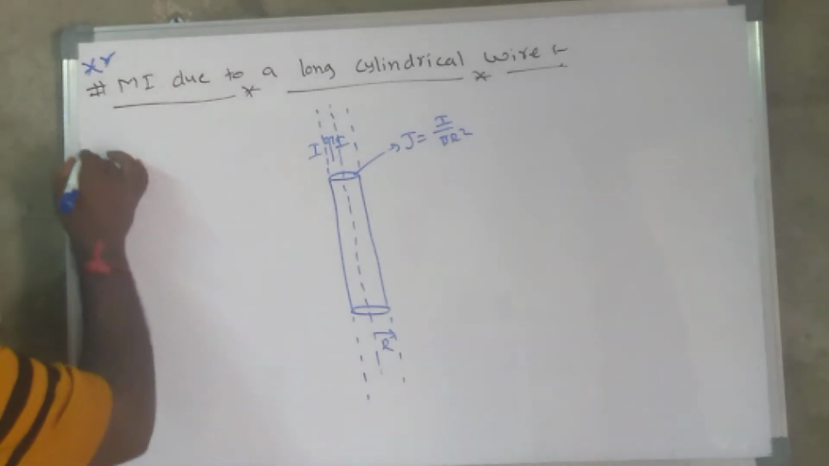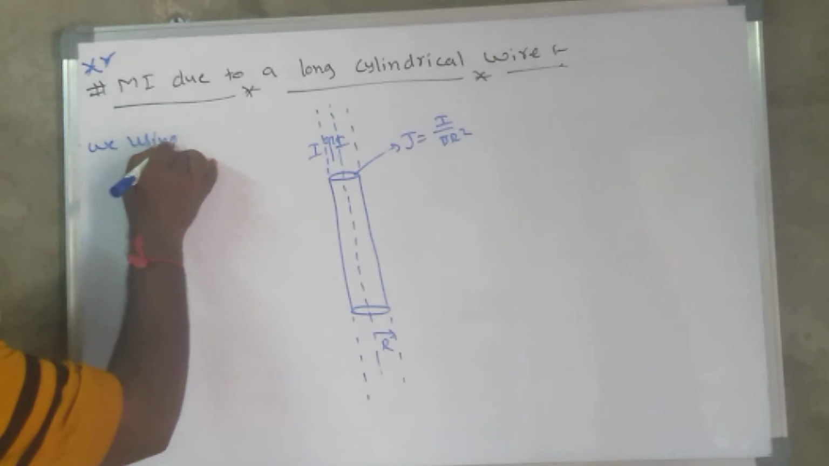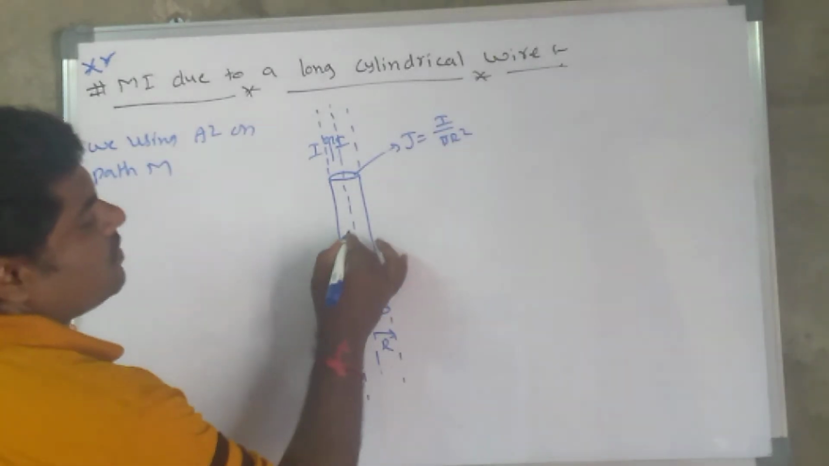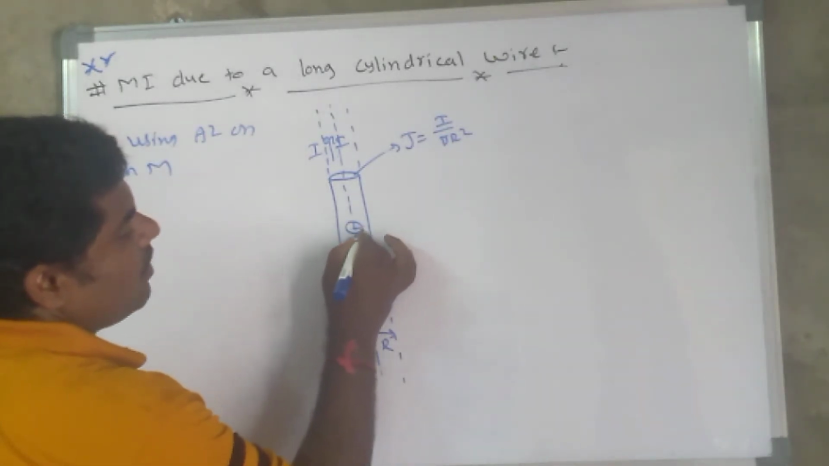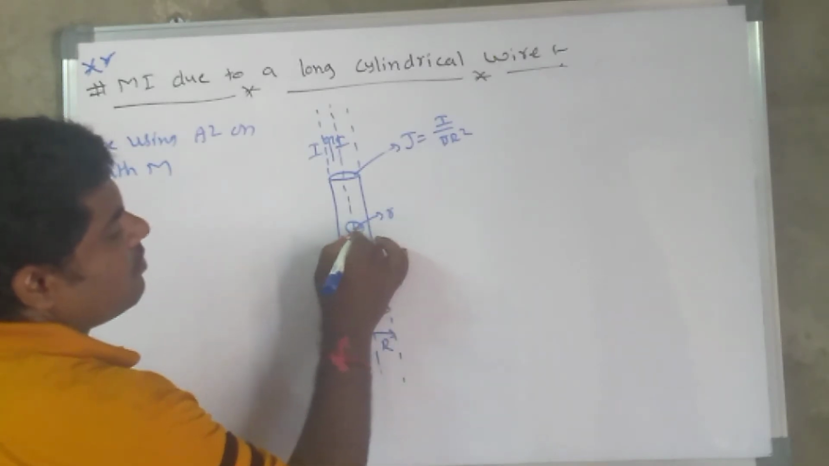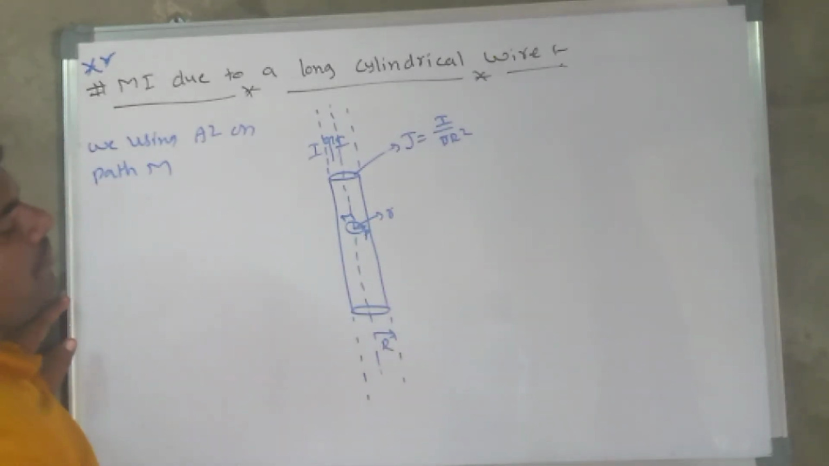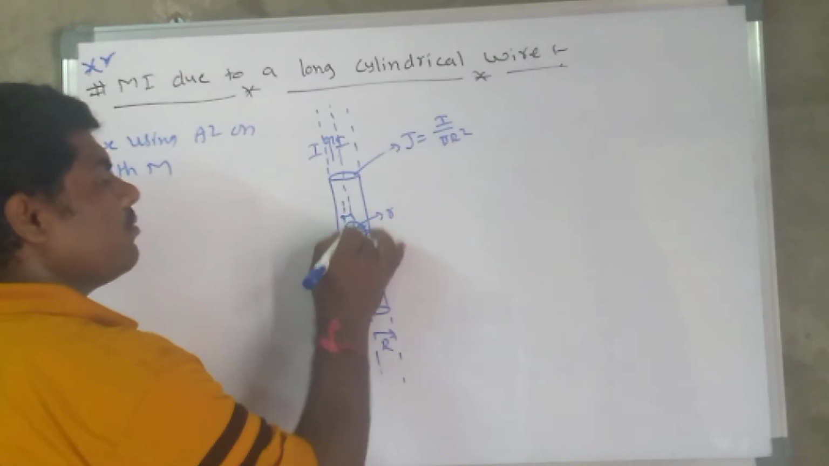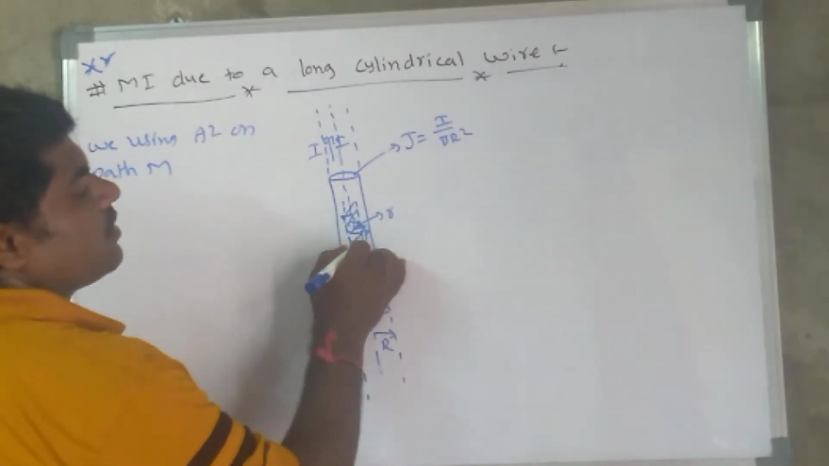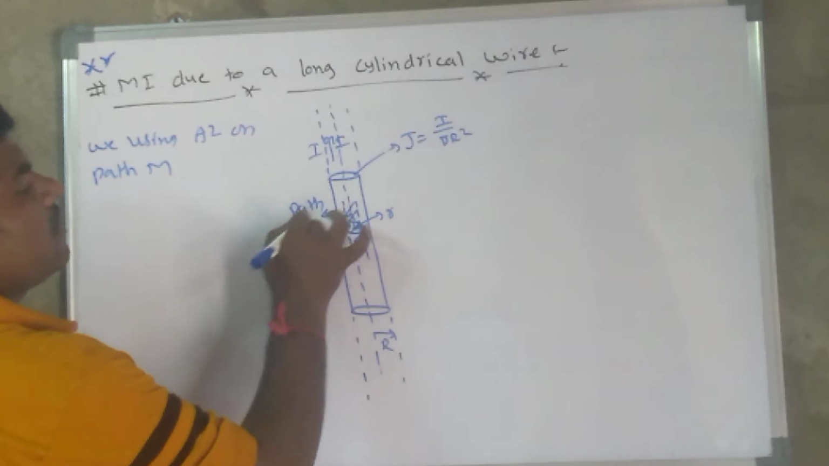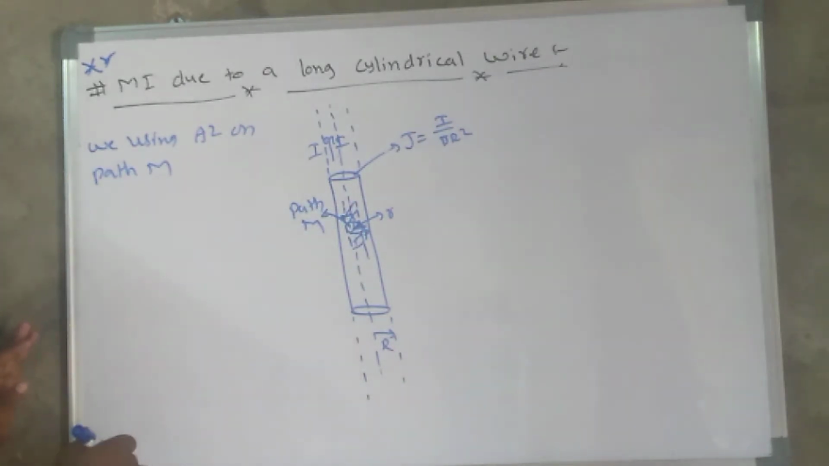Here we use Ampere's law on path M. Inside the wire, consider a small radius r for the point P. The enclosed path I would like to consider is M, which is circular around the cylindrical wire, with the current in this direction. So for path M, the radius is small r.